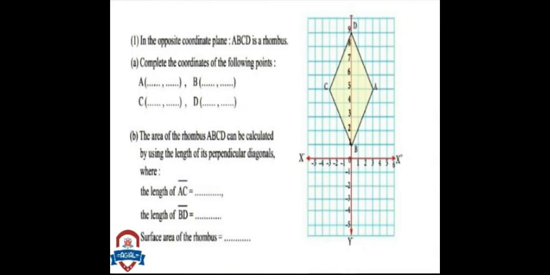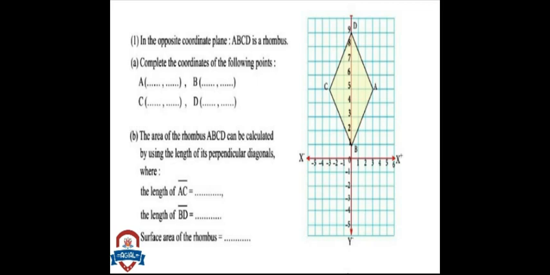In the opposite coordinate plane, ABCD is a rhombus. A. Complete the coordinates of the following points A, B, C, and D. We had studied before that a point in the coordinate plane is represented by an ordered pair, and the ordered pair has two places. The first place represents the value of x, and the second place represents the value of y. So the ordered pair equals x and y.